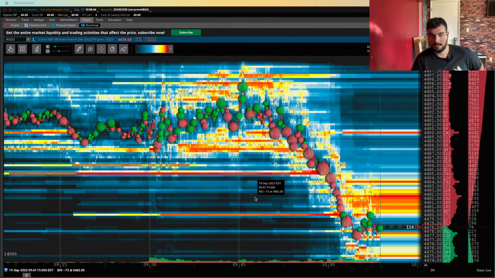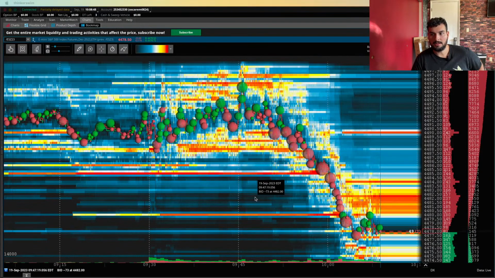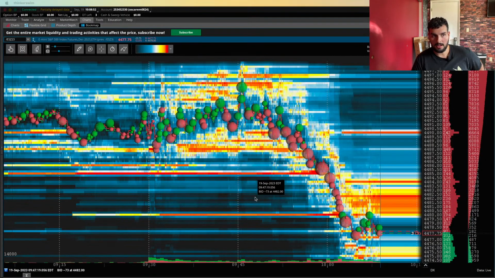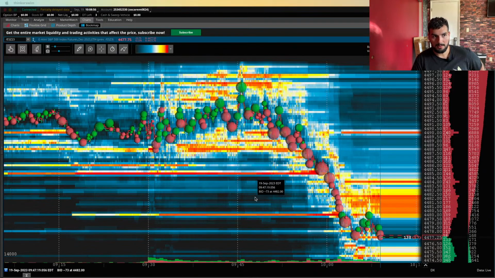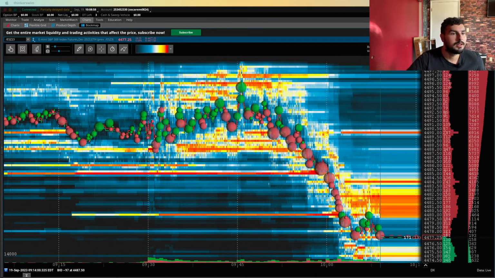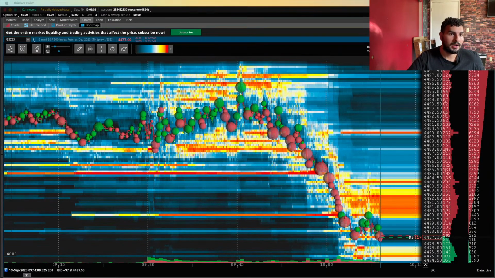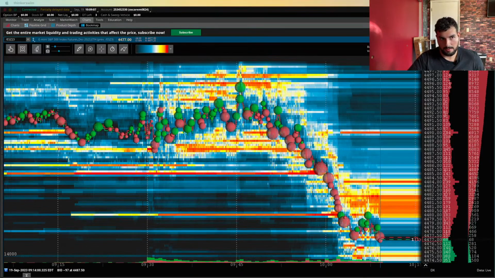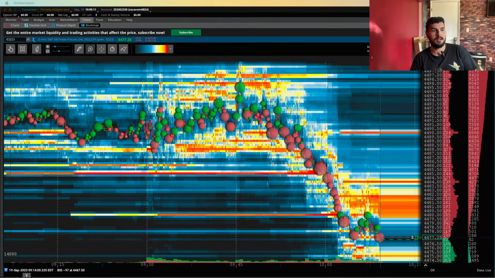Definitely a day to keep small size. Go with a light position. No big positions for me today. Not really too confident on how I can read this right now, because we just have a big move down, so wouldn't want to sell right here. That'd be chasing a move.